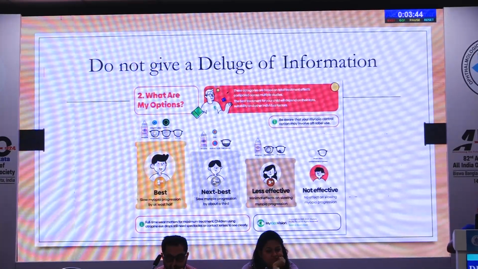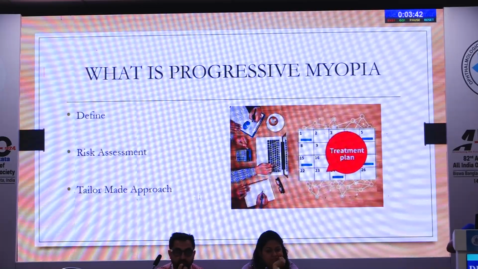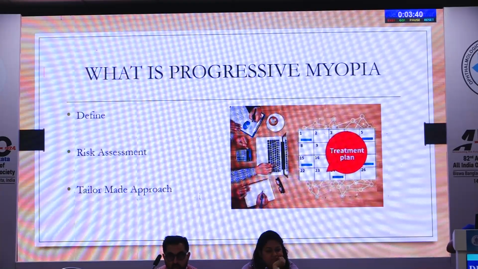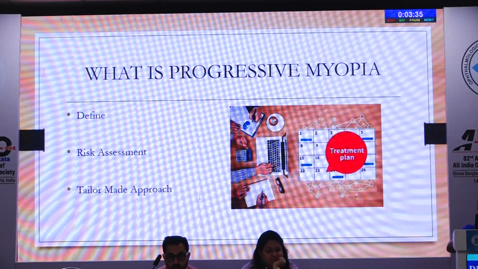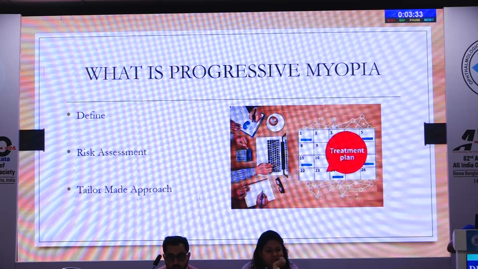Let's go stepwise. Like I said, let's define myopia for them. Let's define progressive myopia. Let's do the risk assessment for this particular child and explain how we can help in making a tailor-made approach for that particular child.